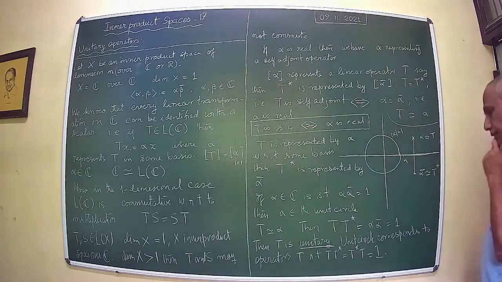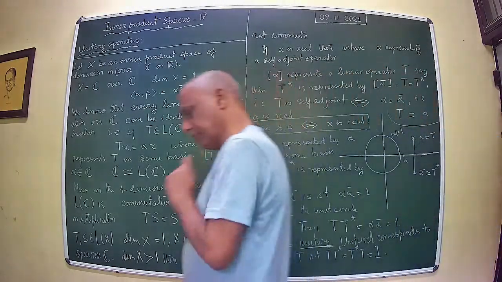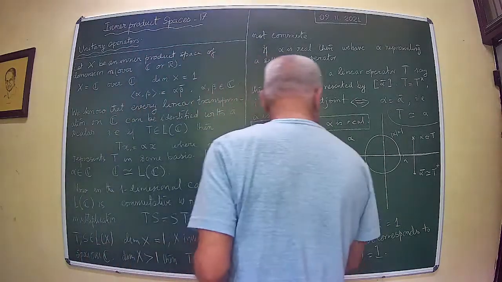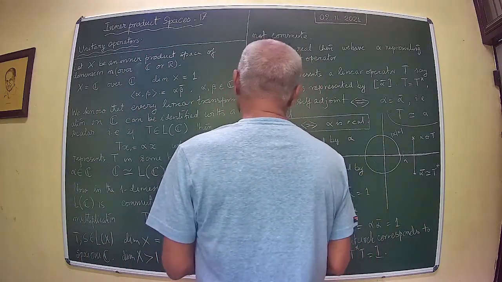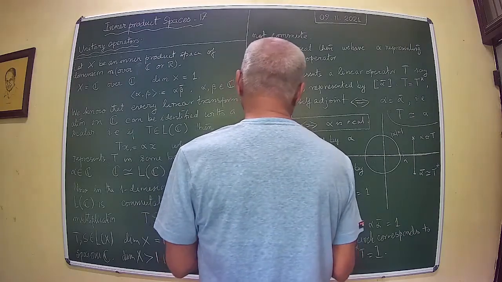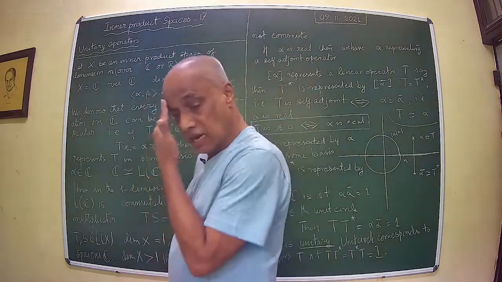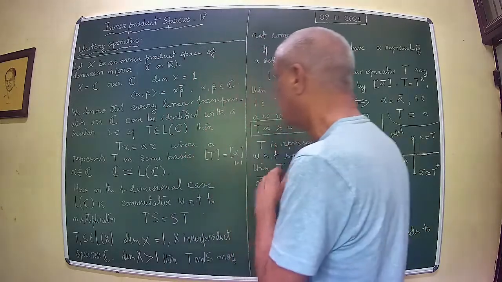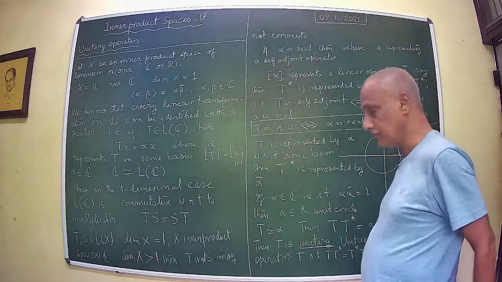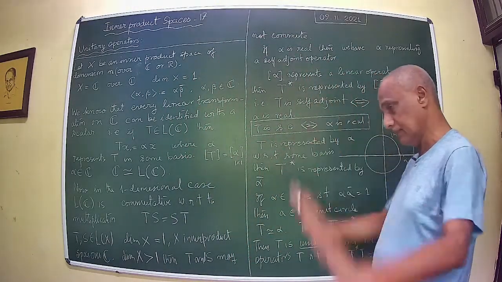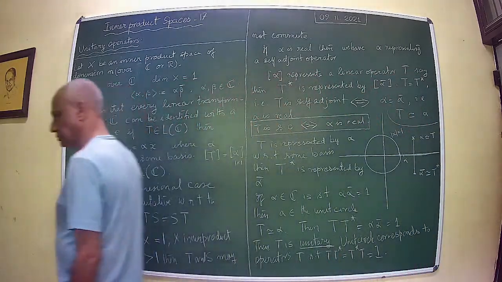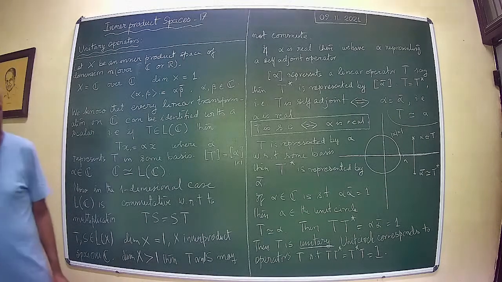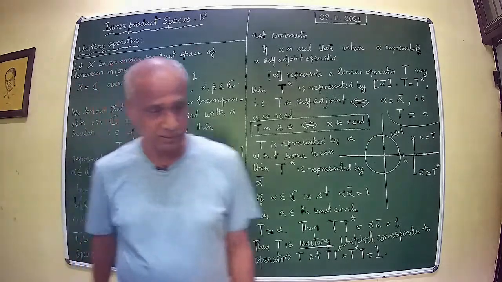But when you go to higher dimensions, there is no commutativity in general. You cannot say that T commutes with S. However, there are commuting classes of operators and general operators which do not commute.